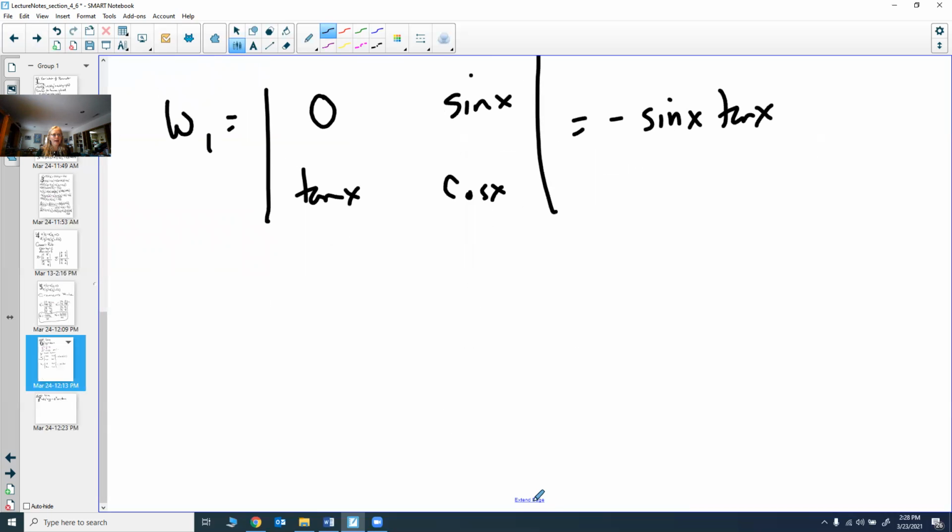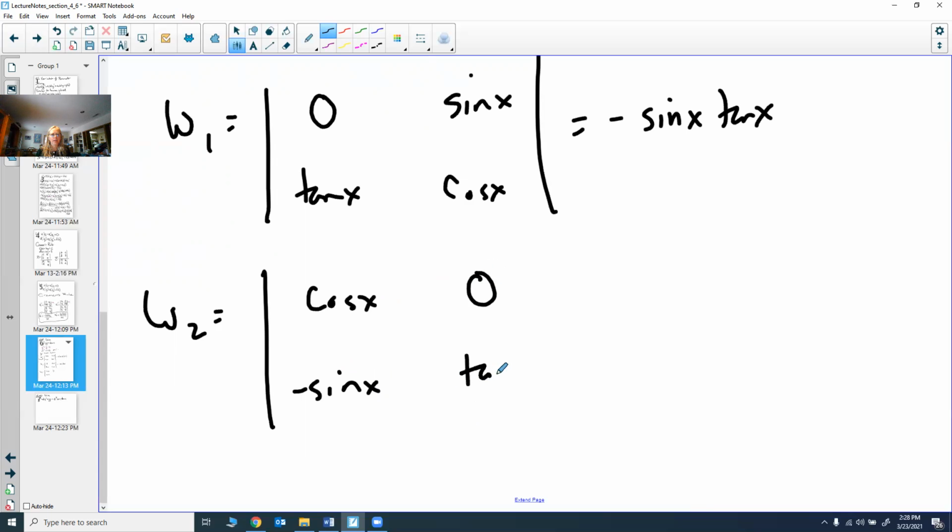w2 would be the exact same thing, where you take the cosine x and the minus sine x, and then the sine x, cosine x, and you replace the sine x, cosine x with the 0, tangent of x. And find this determinant. So you have cosine x times tangent x minus 0, and of course cosine times tangent is just sine x.